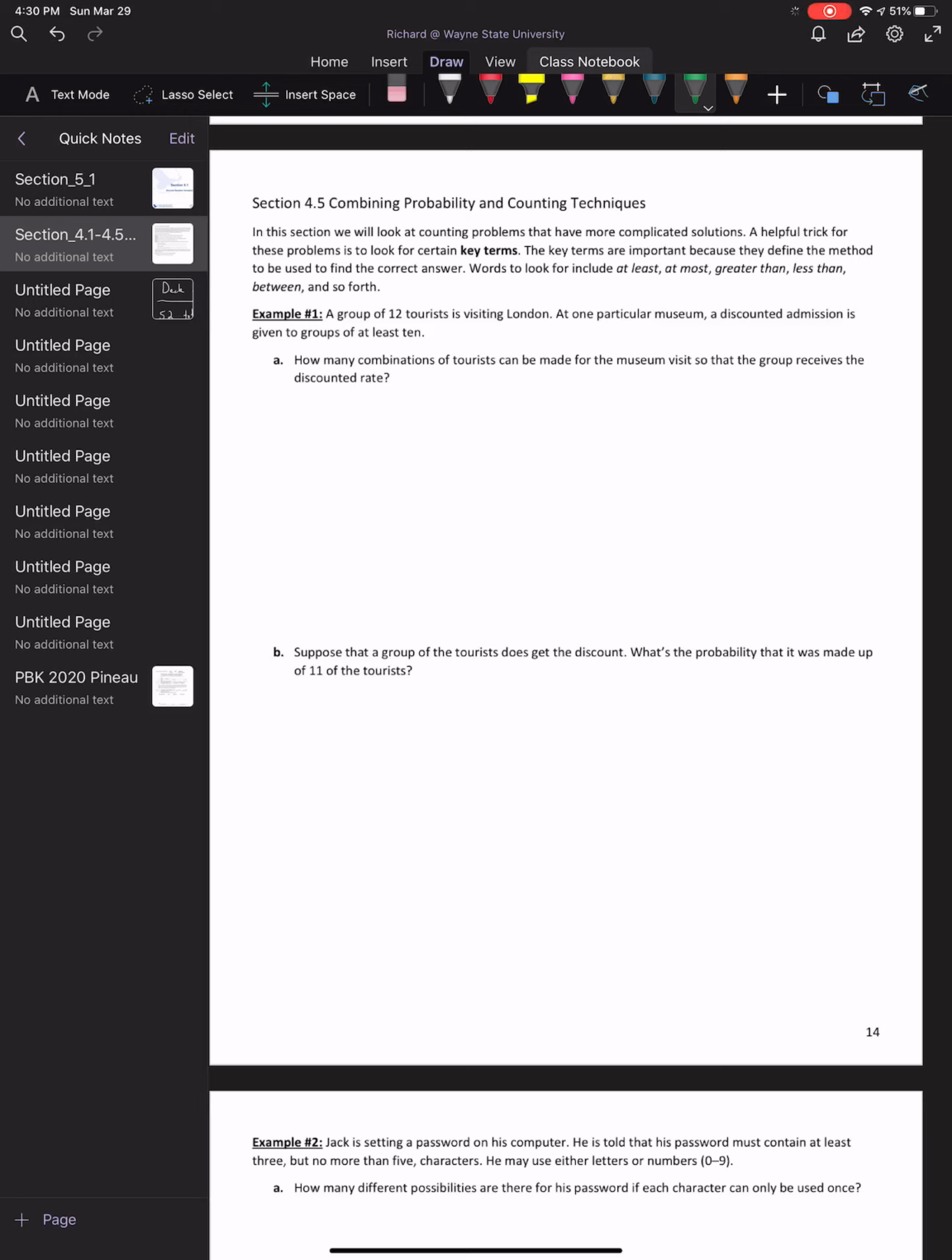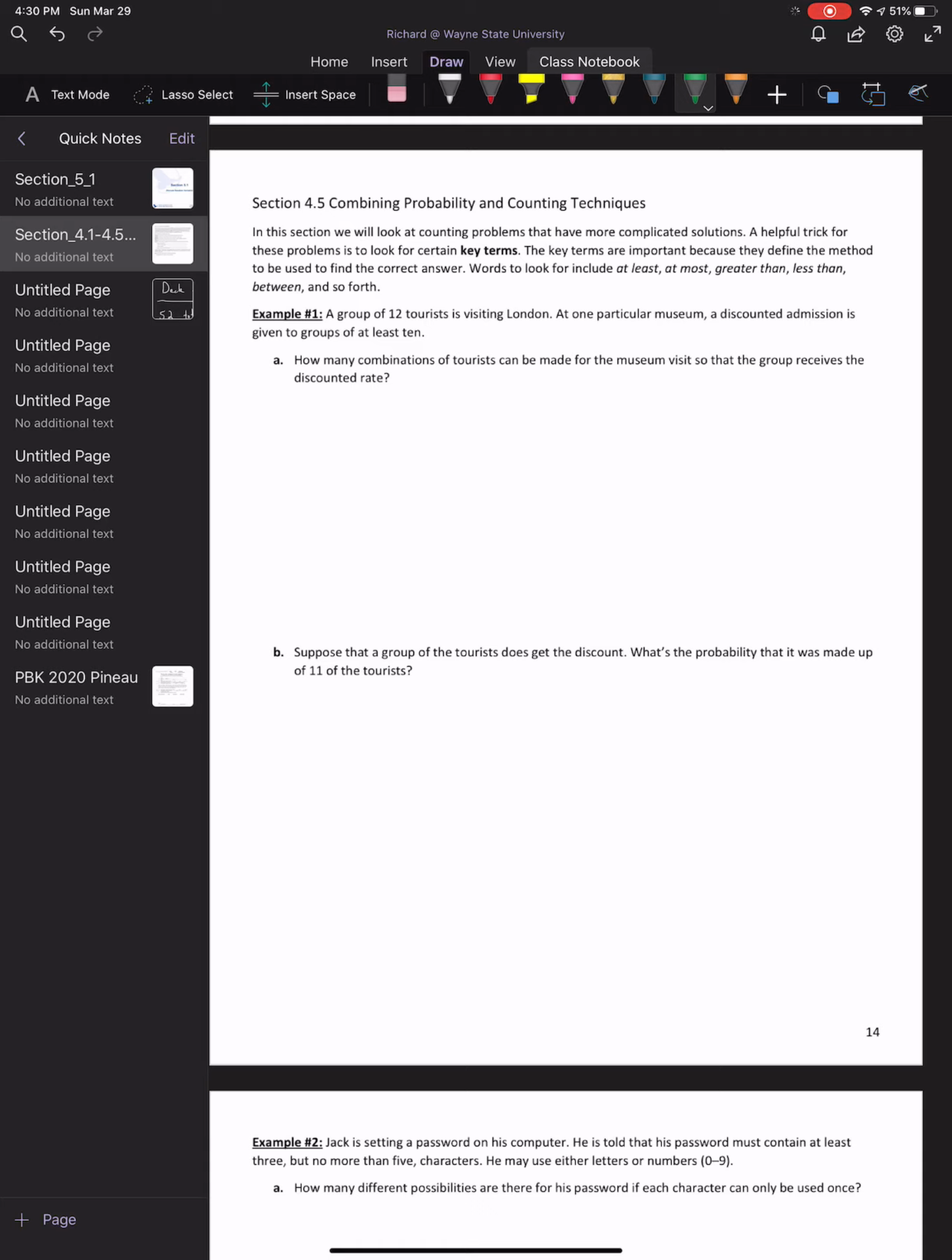Okay, guys, we made it. It's the last section in Chapter 4, which is all about probability. In this final section, we are actually combining probability and the counting techniques that we've learned so far, namely the permutations and the combinations. So hopefully you remember that stuff from section 4.4. If not, go back and take a look at those videos.